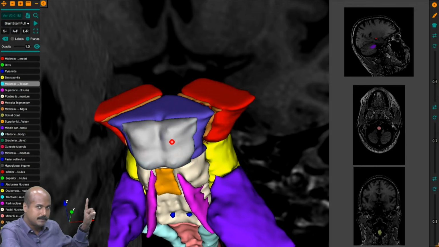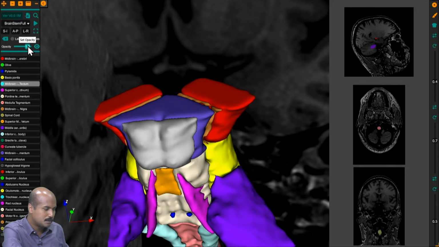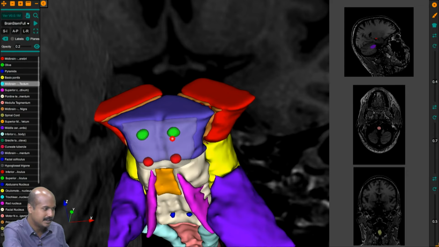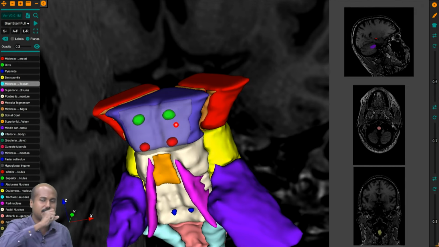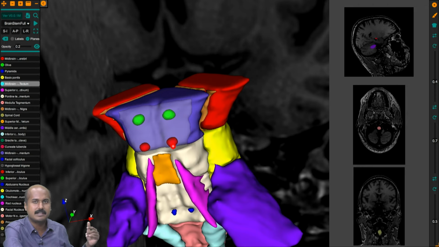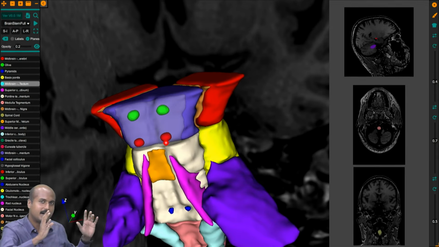Alright, now what we are going to do next is take the corpora quadrigemina and reduce its opacity. So you can see that the superior colliculus contains the nucleus of the superior colliculus. This structure is the nucleus of the superior colliculus, which is causing that elevation. The elevation is called the superior colliculus, but inside that you have a nucleus. This nucleus and this inferior nucleus are important in a couple of neural pathways.